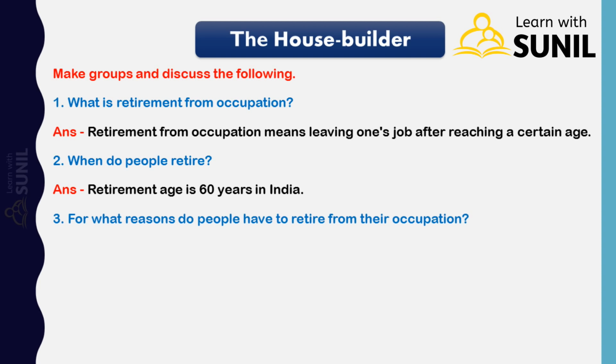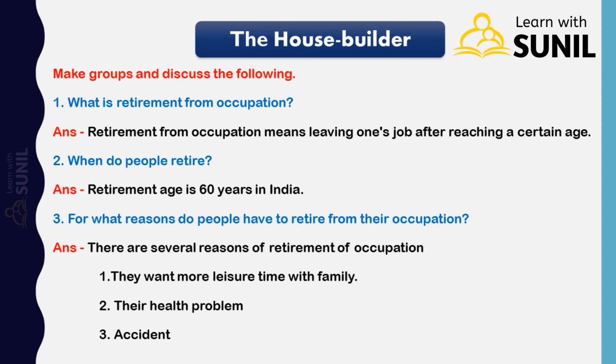Third, for what reason do people have to retire from their occupation? Answer, there are several reasons for retirement from occupation. First, they want more leisure time with family. Second, their health problem. Third, accident.